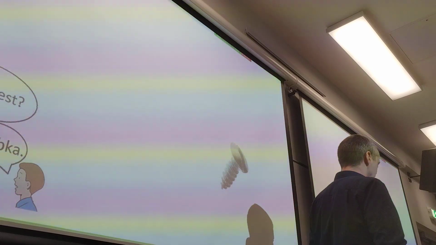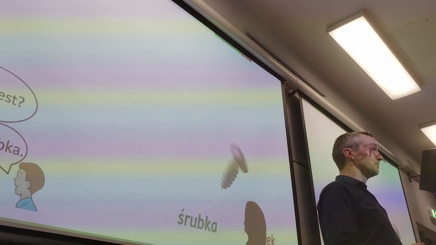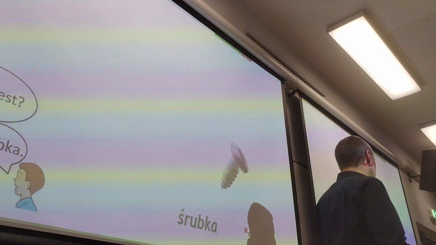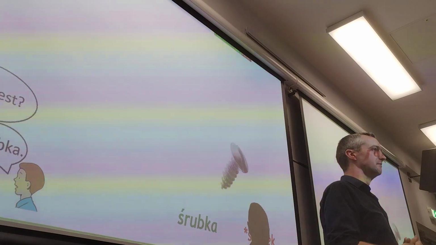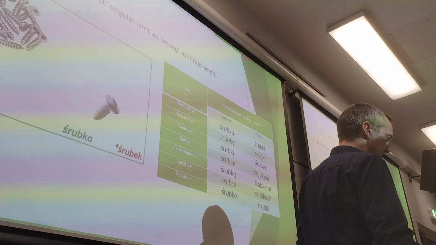And then they say śrubka, they should say śrubka, which is the feminine form, but because of what I showed you earlier with the way the Polish works, they might think it's a śrubek, which would be kind of a wrong masculine version of that word, if you like. So that's what I did.